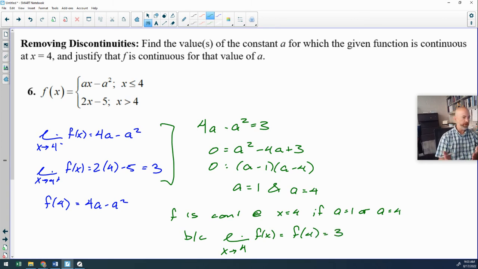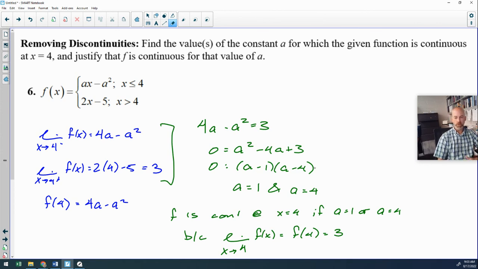The two values of a is a little bit scary, so if you want to test it, plug in 1: 4 times 1 minus 1 squared is indeed 3. And if you plug in the other value, 4 times 4 is 16. Uh-oh. There's an error. Whoops. And that's why you check your answers. This is why you check your answers.